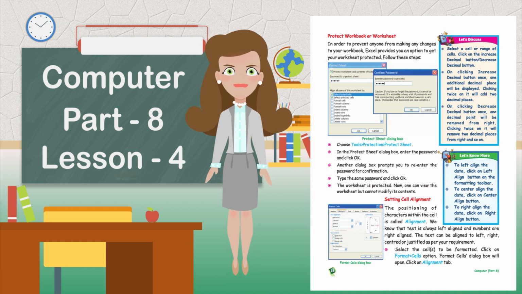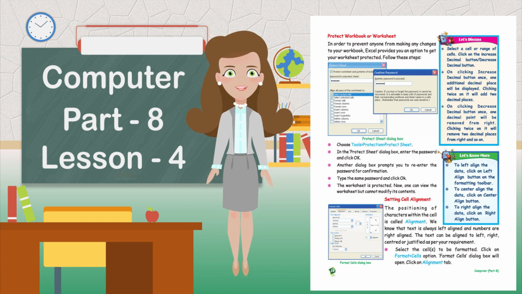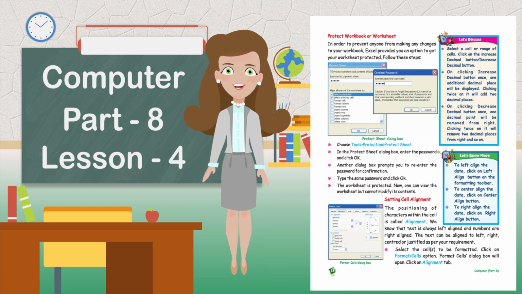Setting cell alignment. The positioning of characters within the cell is called alignment. We know that text is always left aligned and numbers are right aligned. The text can be aligned to left, right, centered or justified as per your requirement.